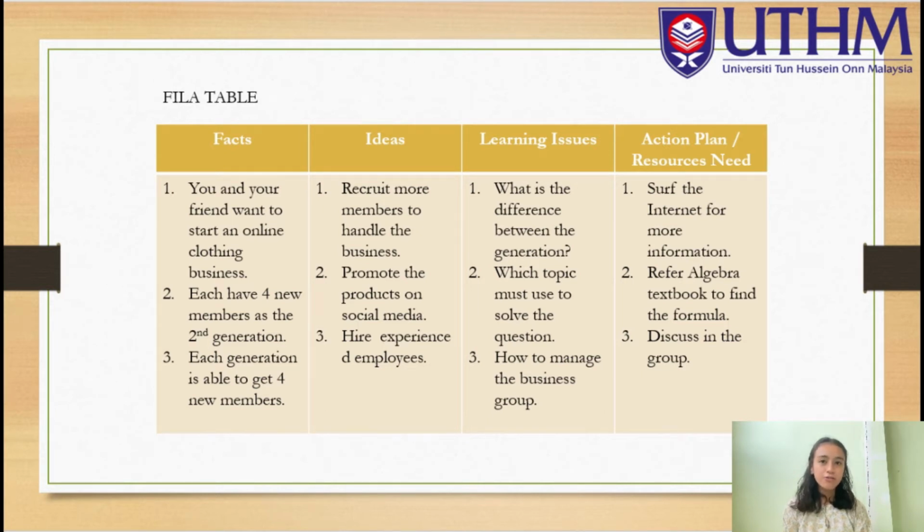To start off, F stands for facts. Number 1, you and your friend want to start an online clothing business. Number 2, each have 4 new members as the second generation. And number 3, each generation is able to get 4 new members.